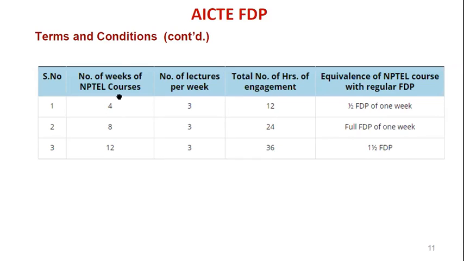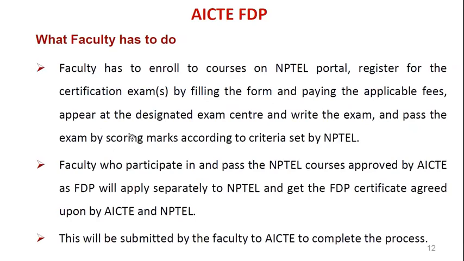If your NPTEL course is 4 weeks, your equivalent FDP is half week. If your NPTEL course is 8 weeks, your equivalent FDP certificate is a full 1 week FDP. If your NPTEL course duration is 12 weeks, then you will get a 1.5 week FDP. By keeping in mind your API and accreditation bodies, you can choose the 8 weeks duration. These are the durations of FDP certificates based on NPTEL course durations.